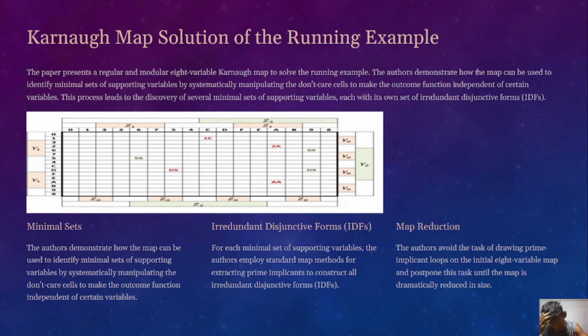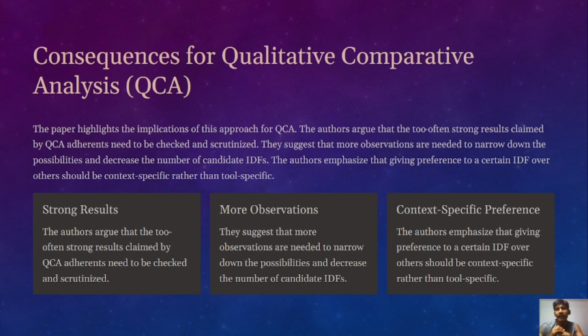The paper presents a regular and modular eight-variable K-map to solve the running example. The author demonstrates how the map can be used to identify minimal sets of supporting variables by systematically manipulating the don't care cells to make the outcome function independent of a certain variable. This process leads to the discovery of several minimal sets of supporting variables, each with its own set of irredundant disjunctive forms. The paper highlights the implications of the approach for QCA.